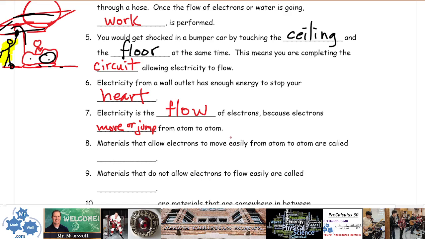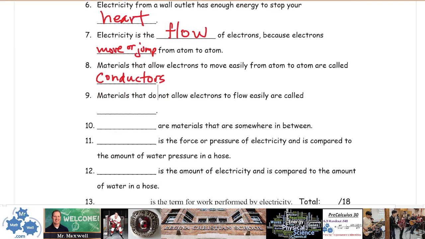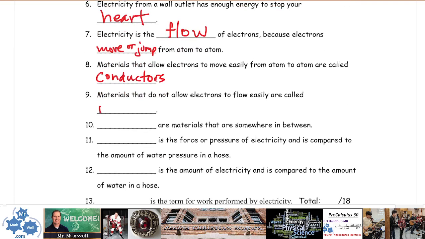Okay, materials that allow electrons to move easily from atom to atom are called what? Conductors. Yes, conductors is correct. Materials that do not allow electrons to flow easily are called? Yes, insulators. Very good. Awesome. Okay. Blank are materials that are somewhere in between. What would we call those materials? Neutral, not correct. Yes, semiconductors is correct. Good. Semiconductors.